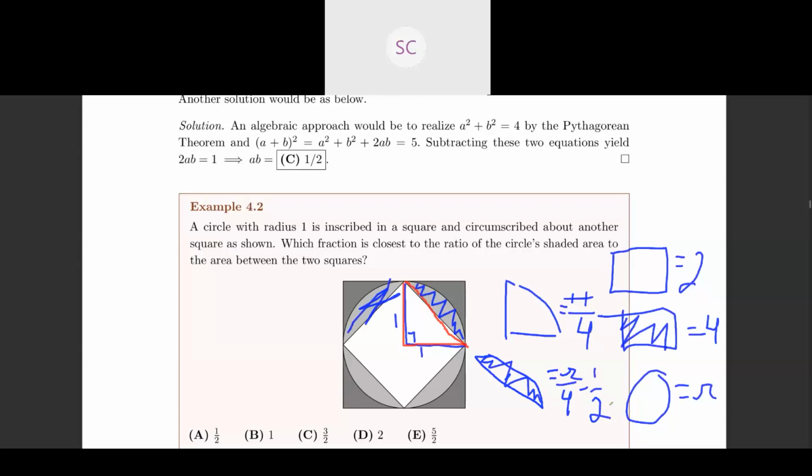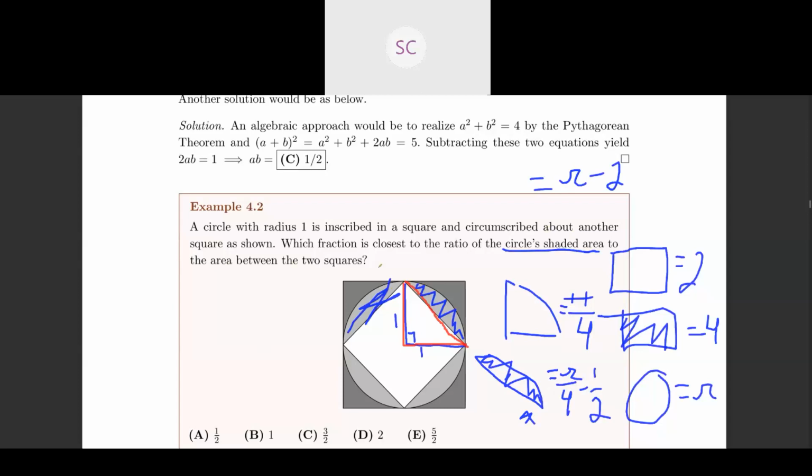So if you multiply by 4, you get the total shaded area of the circle. So if you multiply this by 4, what we want, the circle's shaded area, is going to be equal to pi minus 2. We just multiplied this by 4.